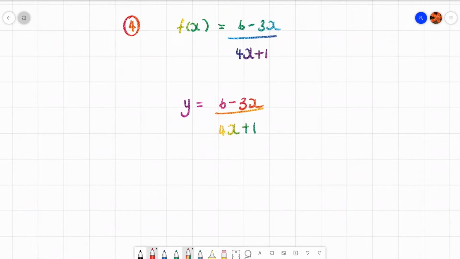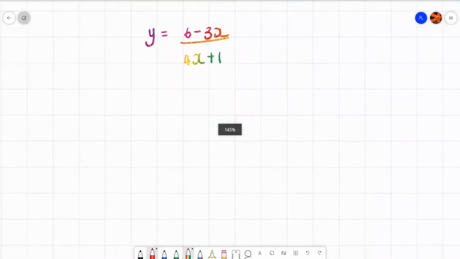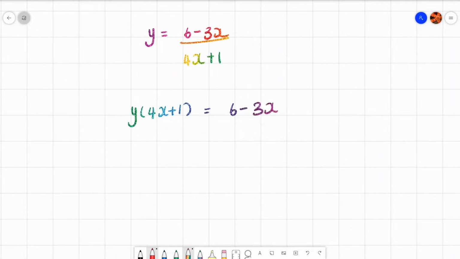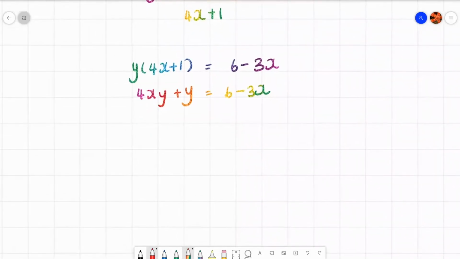Now we are rearranging to get x equals. So I'm going to times by the 4x plus 1 because it's at the bottom at the moment, equals 6 minus 3x. Well, multiply the bracket out, otherwise we can't do anything with it. So 4xy plus y equals 6 minus 3x. Now bring the x's all on one side, so I'm going to bring the 3x on the other side. So 4xy plus y plus 3x equals 6.